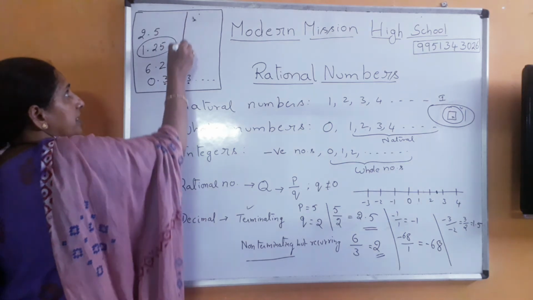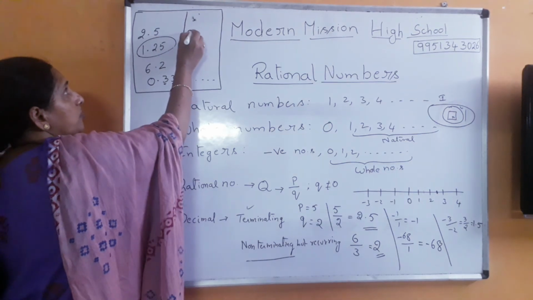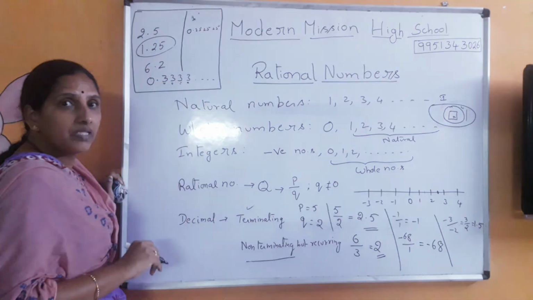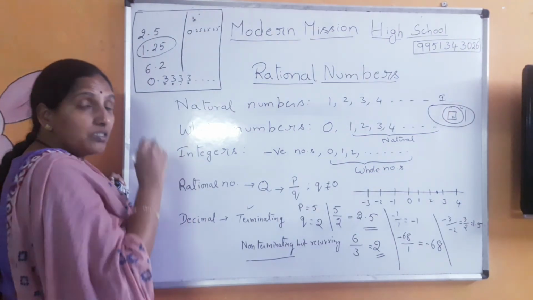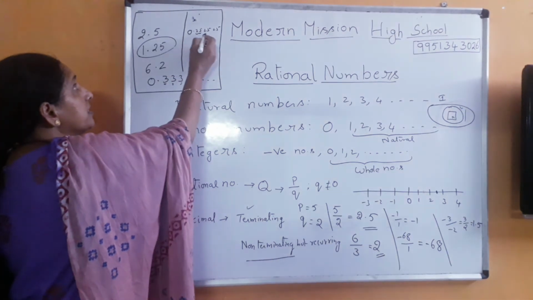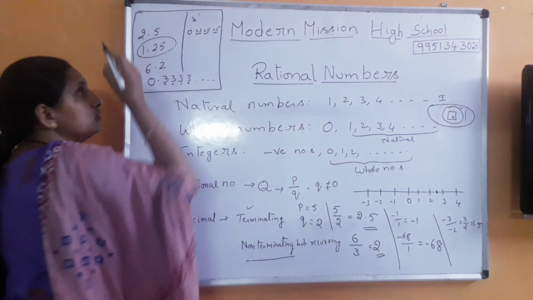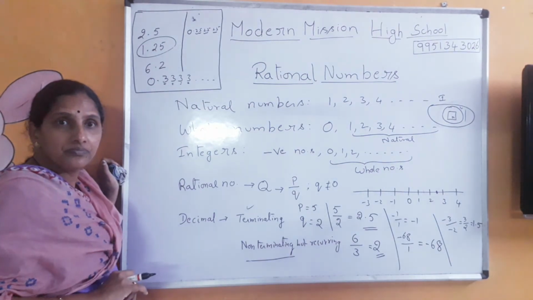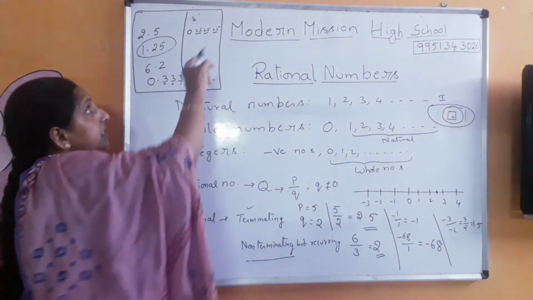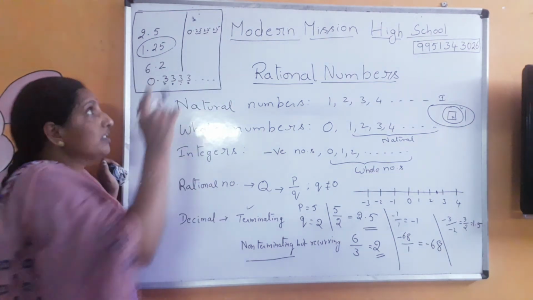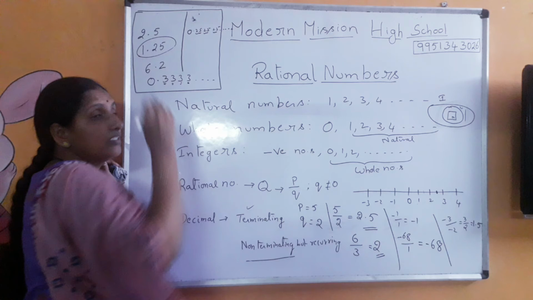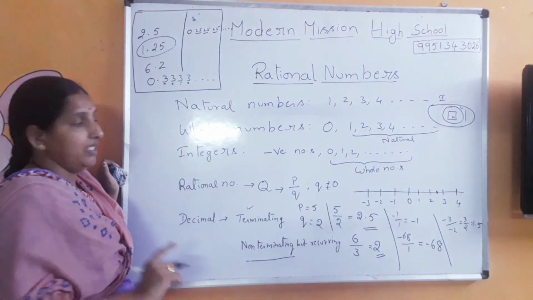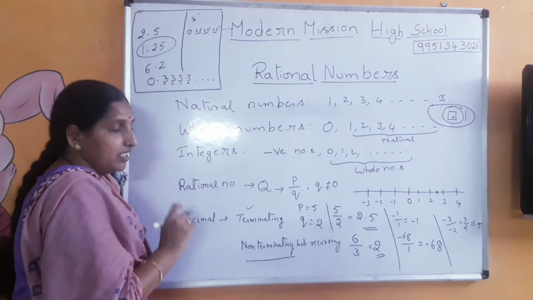And I'll write one more example here. Suppose 0.252525. What is repeating here? 25 is repeating. Even this is a rational number. Even though it is not terminating, it is recurring. Hence, it falls under rational number.